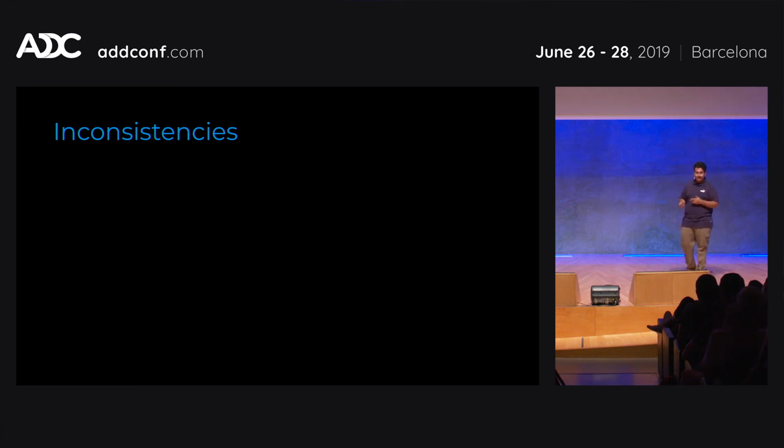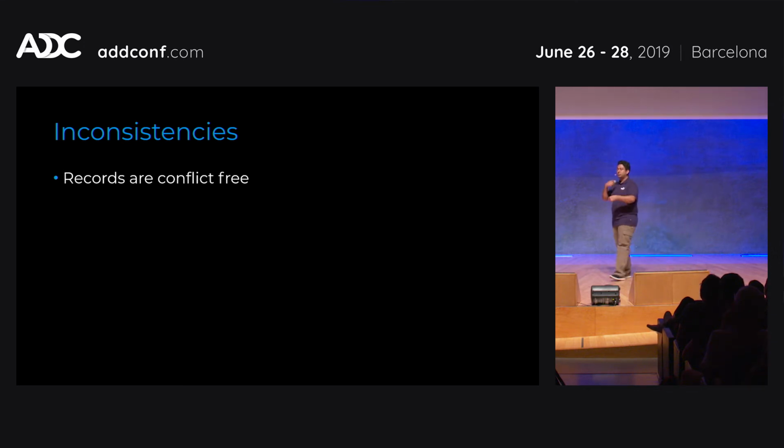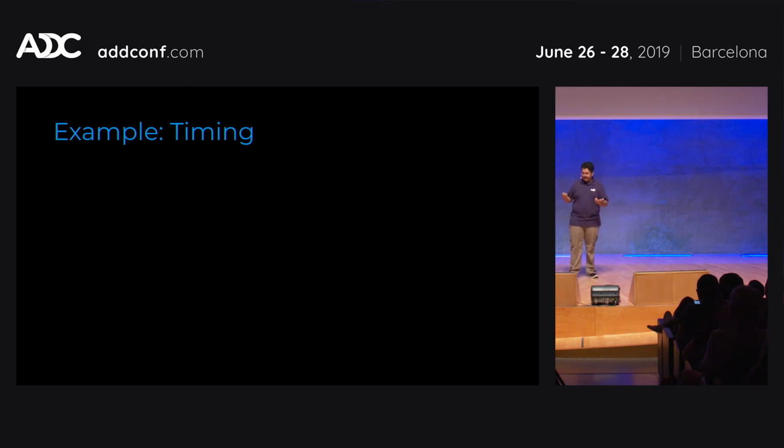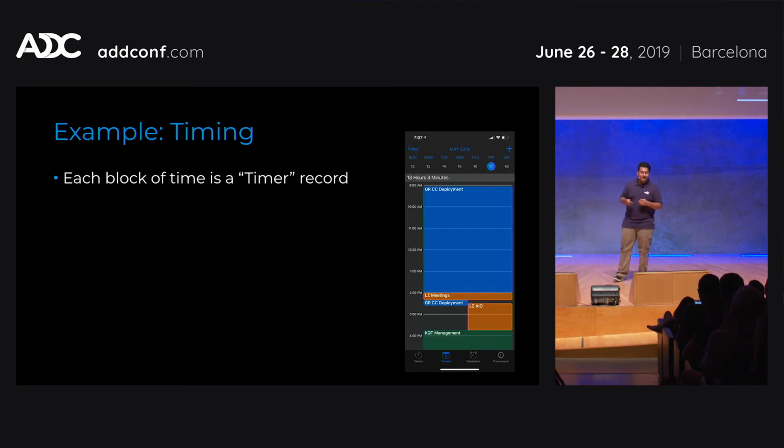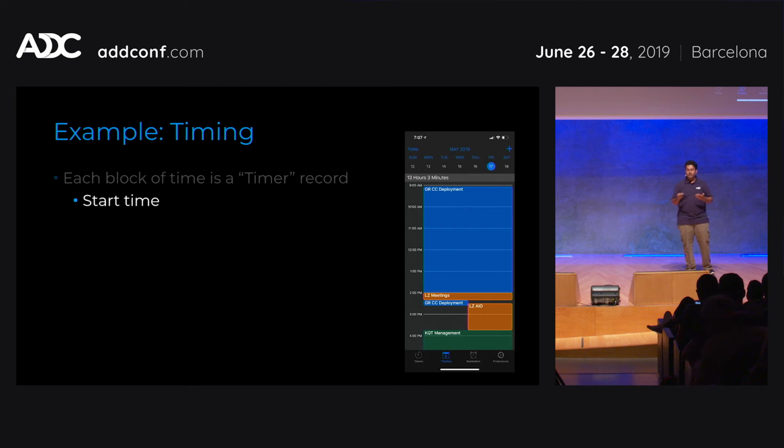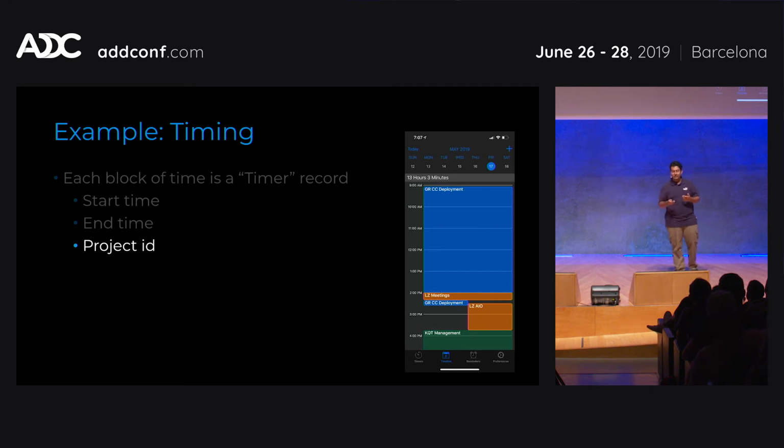Let's talk about inconsistencies. Even in situations where your records are conflict-free, you can end up in a situation where, between records, your data doesn't make sense. So let's look at an example again. This is an app that we're building. The idea here is that we have these blocks of time, and each block of time for us is a timer record. A timer record has a start time, an end time, and a project ID. That's what the colors end up meaning. So you have a situation like this.